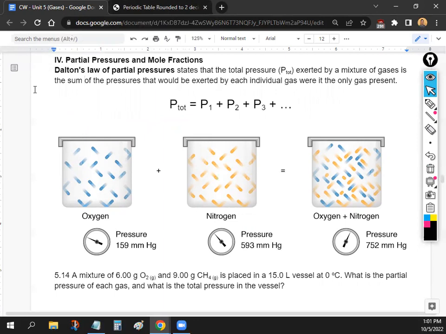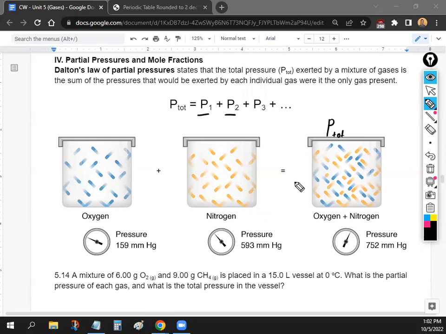And basically what this law tells us is that, let's say I have a container that contains multiple types of gases. So here we have an example right here. Let's say I have a container that has oxygen and nitrogen. The total pressure, or P tot, is going to be equal to the combined pressure of the gases inside. Okay, so if oxygen gas exerts a pressure of 159 millimeters of mercury and nitrogen is 593, then the sum of the two gas pressures is going to be the P tot.